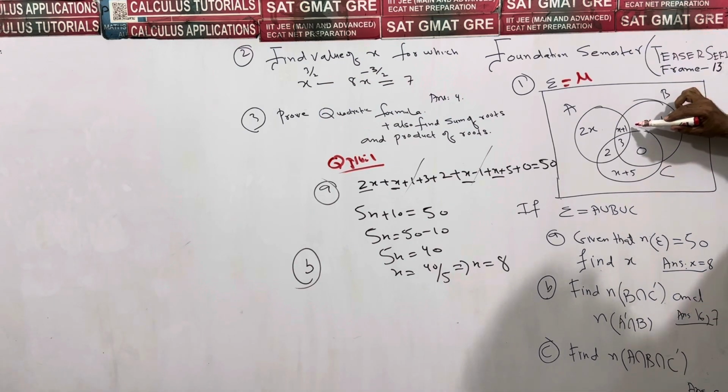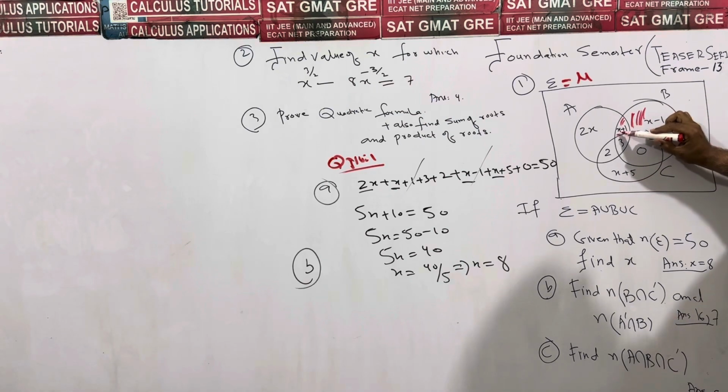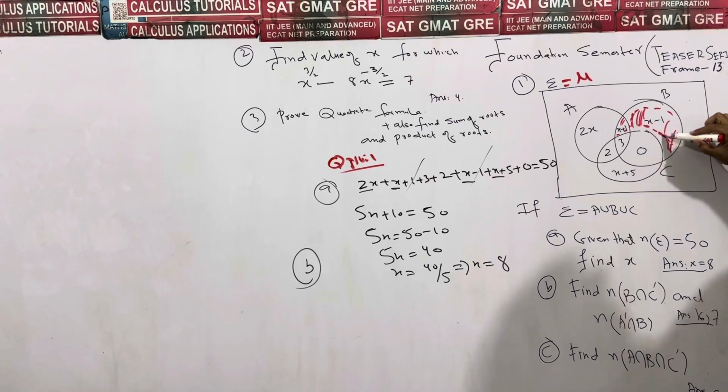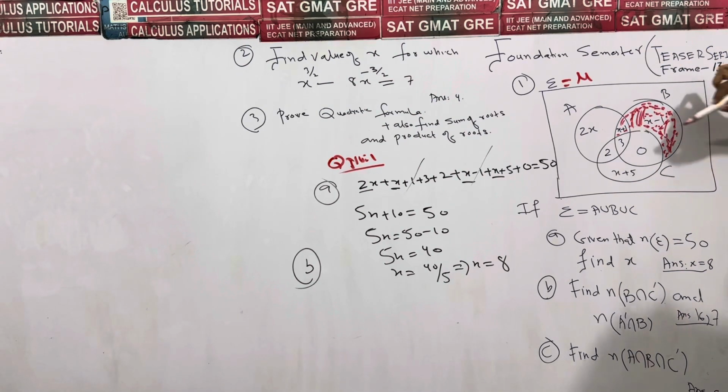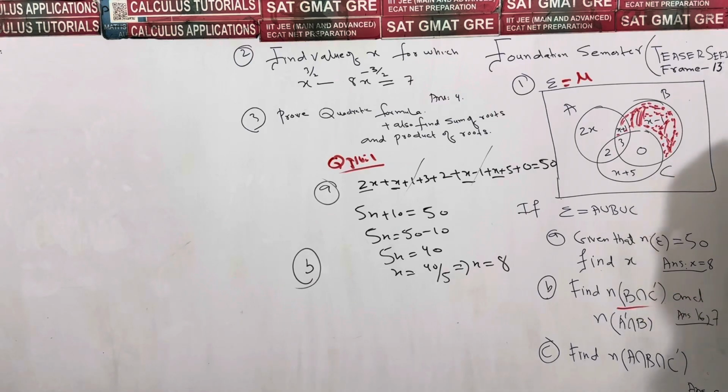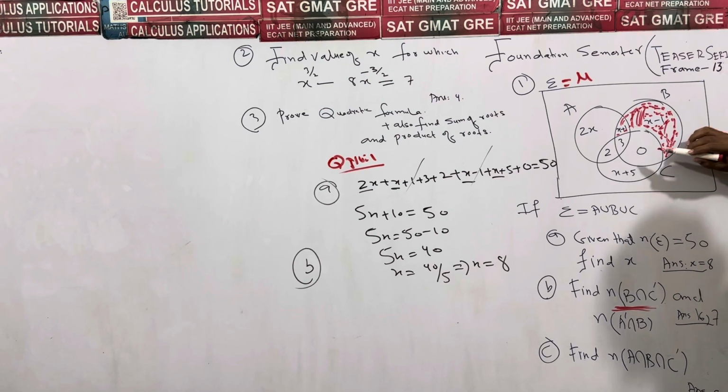Look at this. These are the elements present in B, only B, not C. That's this one. Only B but not C, because B intersection C complement means we have to restore B with C complement. With C complement means exclude C and take the rest of B.